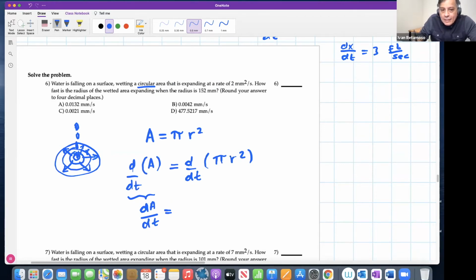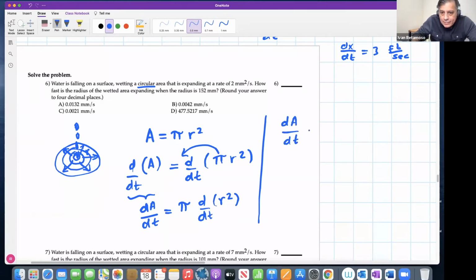So we have this. But here, notice pi is a constant, so it comes outside of the derivative, and I should focus my attention on the derivative of r squared. Here, dA/dt, the derivative of the area with respect to time, equals pi times the derivative of the outside function, 2r. But since we are taking the derivative with respect to time, this should be times dr/dt. Once you have the relationship between the derivatives, substitute what you have and find out what you don't have.